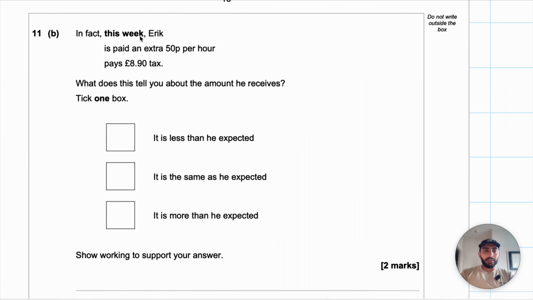Part B. In fact, this week, Eric is paid an extra 50p per hour, and he pays £8.90 in tax. What does this tell you about the amount he receives? Let's just figure out how this would affect the calculations. So we know he's working 15 hours. So for each hour, he's getting an extra 50p. So we need to do 15 multiplied by 0.5, which gives us £7.50.